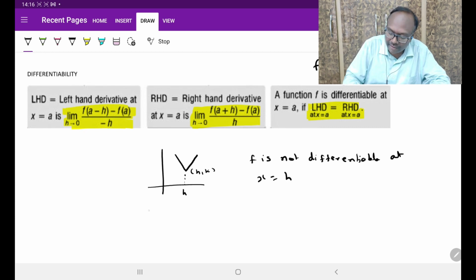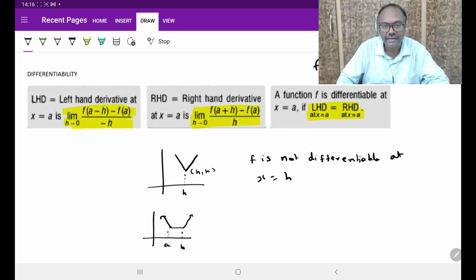Similarly, we may have a graph where you have the sum of two modulus functions. So we may get a graph like this. This function is not differentiable at x equal to a and at x equal to b. So in the first graph, if you observe, it's a V graph, a modulus graph, we observe that there is no break. So the function is continuous for all x belongs to R, but not differentiable at the vertex point.